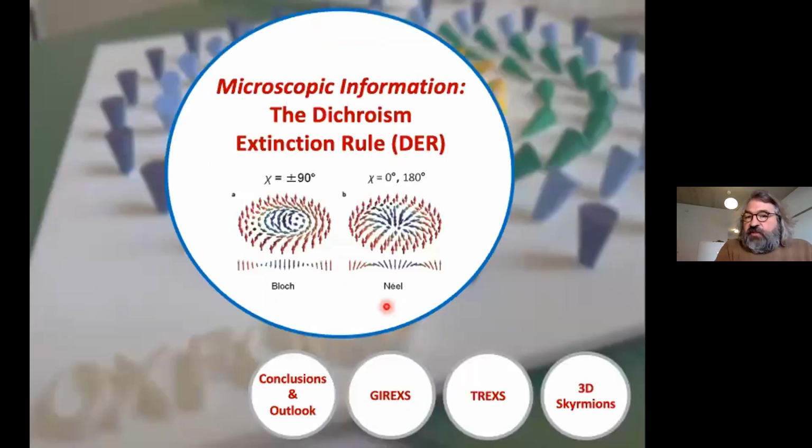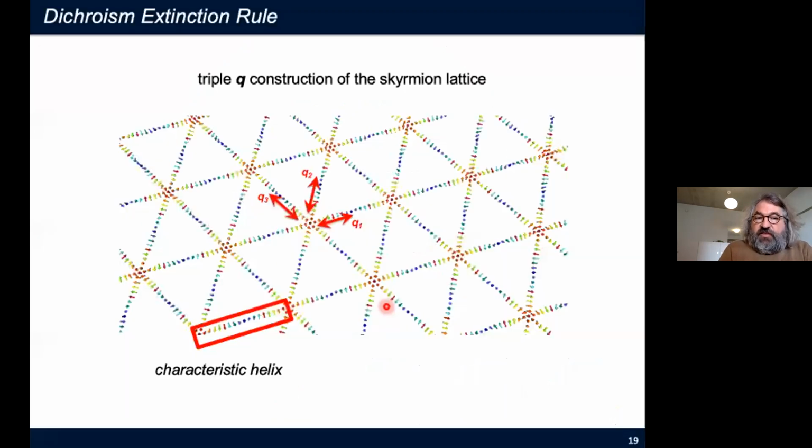Okay, so far that's a bit boring. I mean, we are able to map out the phase diagram, and we are complementary to all the imaging techniques. But the problem with most imaging techniques is they don't really have the lateral resolution to look inside the skyrmion and determine its flavor. It sort of works in Lorentz transmission electron microscopy, but only in a very indirect way. And also there's more to it. That is the so-called topological winding number. So here I give a quick introduction to the so-called dichroism extinction rule that we use for the microscopic investigation of skyrmions.